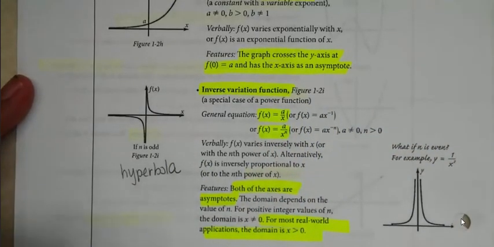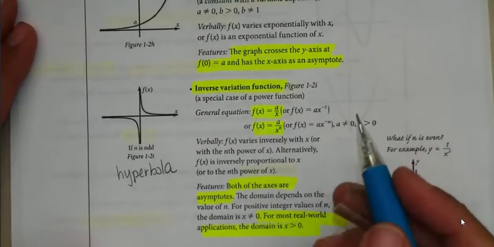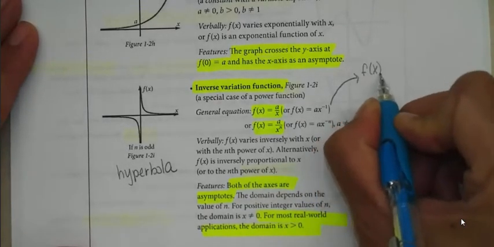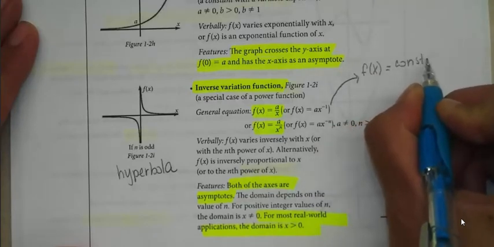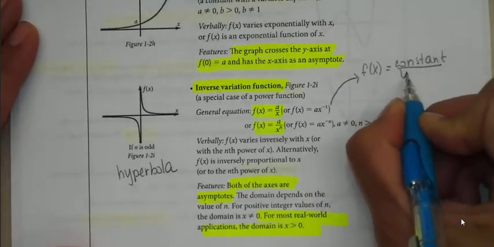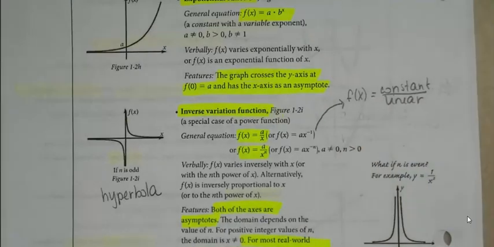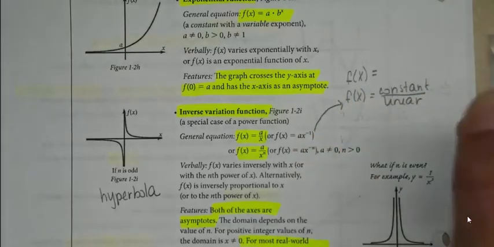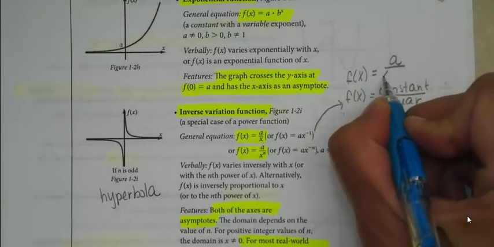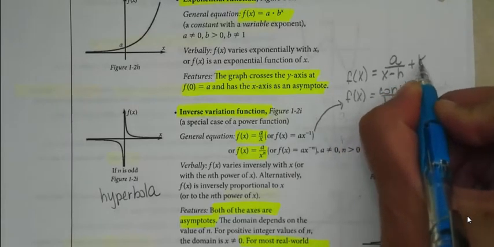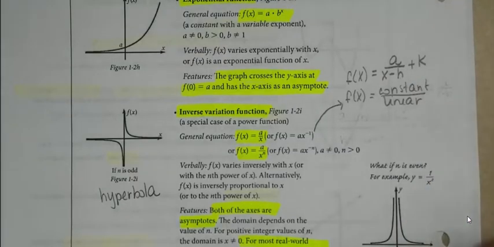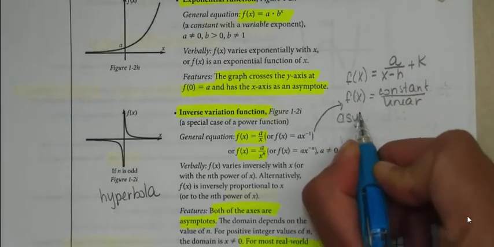So last year when we covered these, we went over if we had a constant over a linear. So for this one, f of x equals a constant over a linear. Or another way that we wrote it was f of x equals some constant over x minus h, plus k. Right, because these were going to be your two shifts. So that tells you where your asymptotes are then.